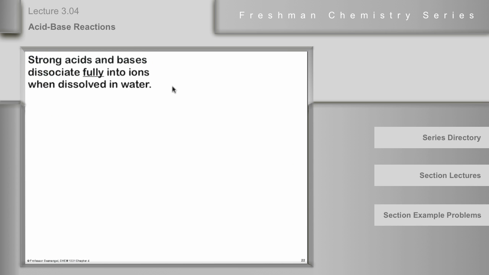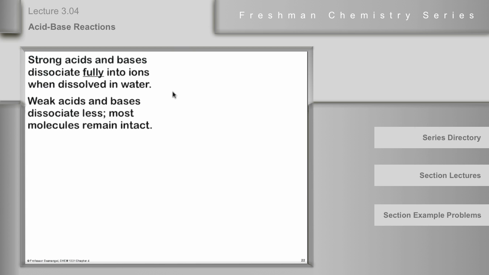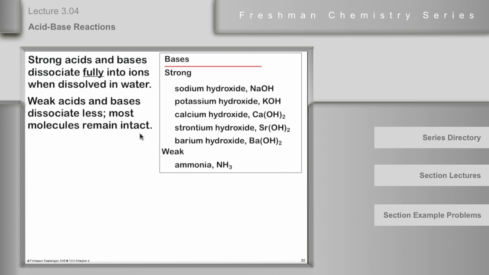Strong acids and strong bases then dissociate fully, so they're strong electrolytes. Weak acids and bases dissociate much less, and that means that mostly the molecules of the acids and the molecules of the bases remain intact if they're weak. Only a few of them actually dissociate that way.